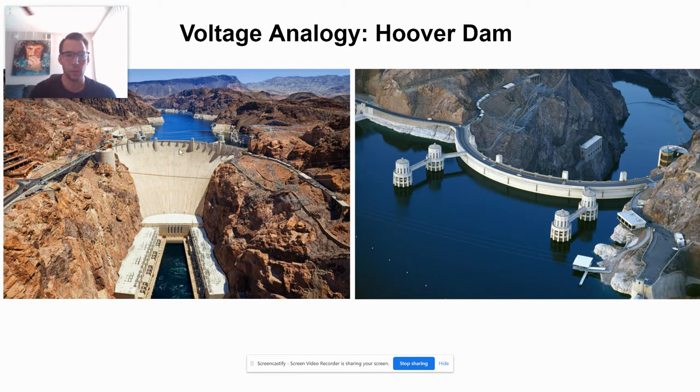It is not the water. The water actually represents electrons. It's the difference between how many electrons or how much water is on this side versus this side. So if I had the same amount of water on each side, I wouldn't have a voltage. There would be no reason for the electrons to move from one side to the other.